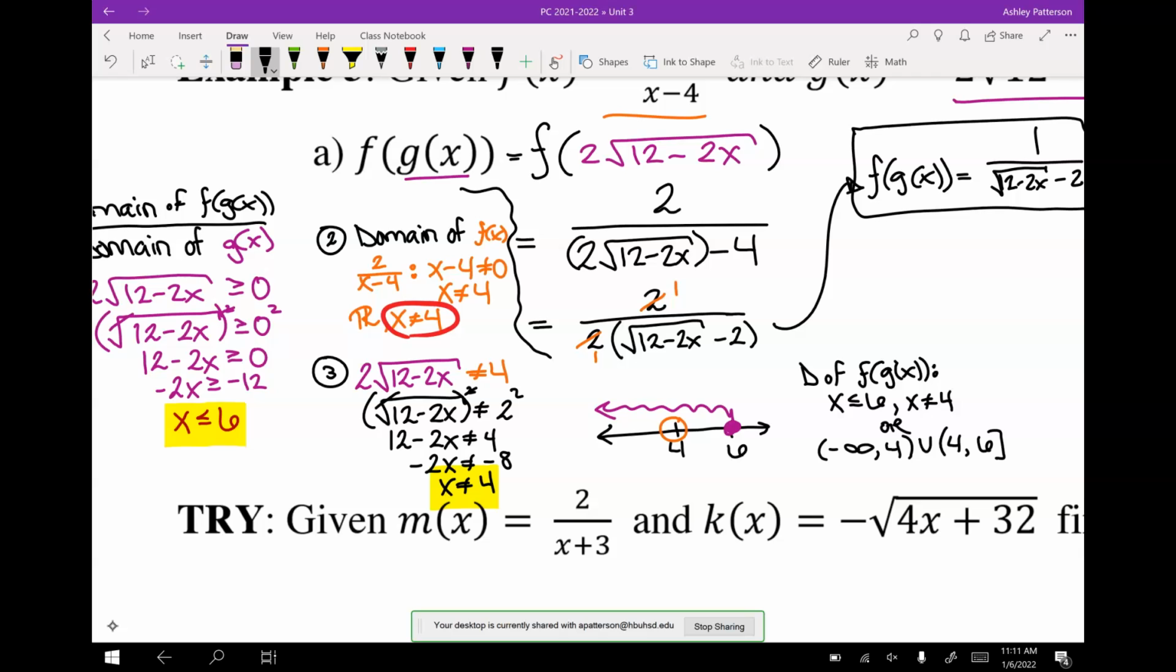Okay, so first, find the domain of the inside function. Number 2, see if there are any restrictions on the domain of the outside function. Step number 3, set the inside function not equal to the restrictions from number 2 and solve.